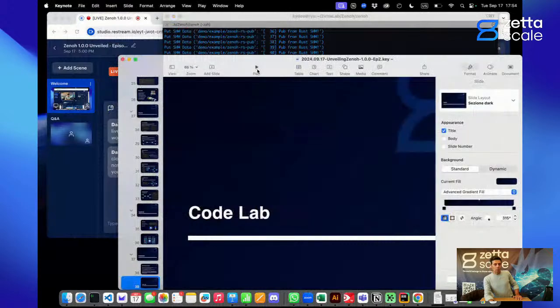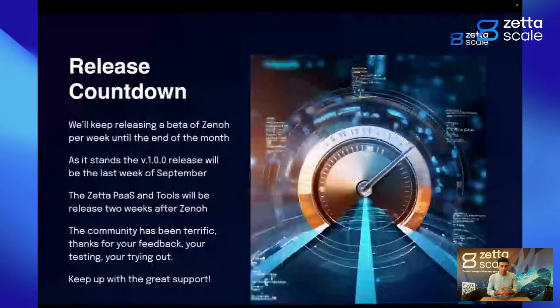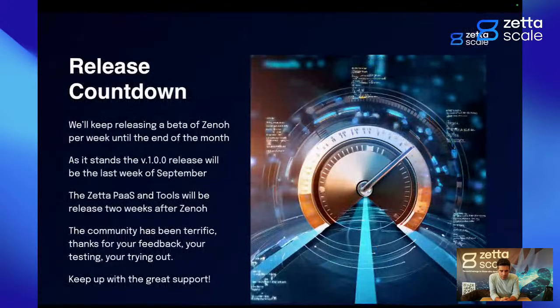Okay, so as we mentioned last time, we are in release countdown mode. We're releasing a beta version of Zenoh per week until the end of the month. This week we should have the first release candidate. We should be essentially on track for that. Usually we have a checkup at the beginning of the week, and then on Thursday, and then we decide where we stand. In any case, there will be a release on Friday. We'll decide if it's a release candidate or a beta. We should be on track, modulo surprises.